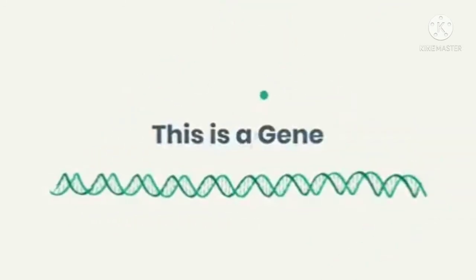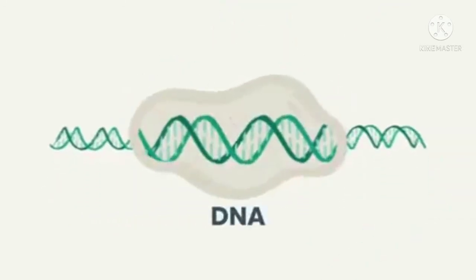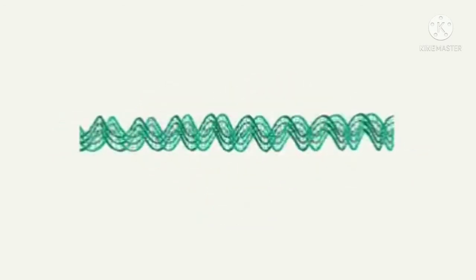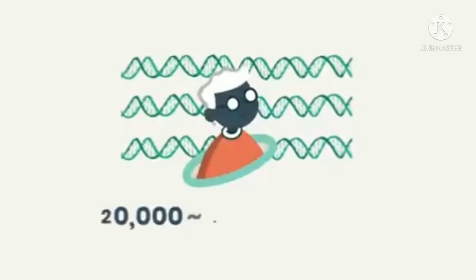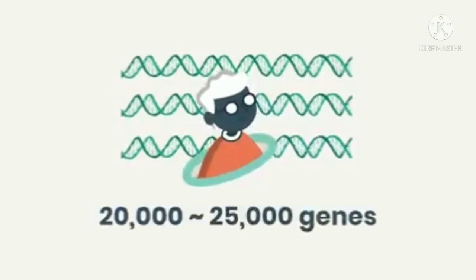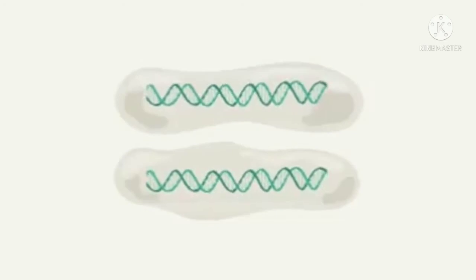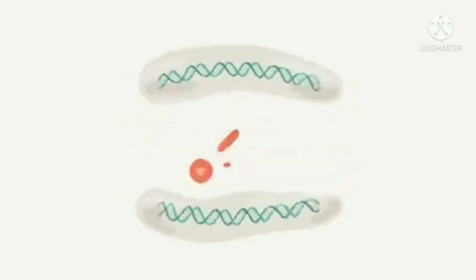This is a gene. Genes are made up of DNA, which are the blueprints to build the enzymes or proteins that do the work for your body. As far as we know, humans have between 20,000 and 25,000 genes, and most people will have 2 copies of each gene inherited from each of our parents.